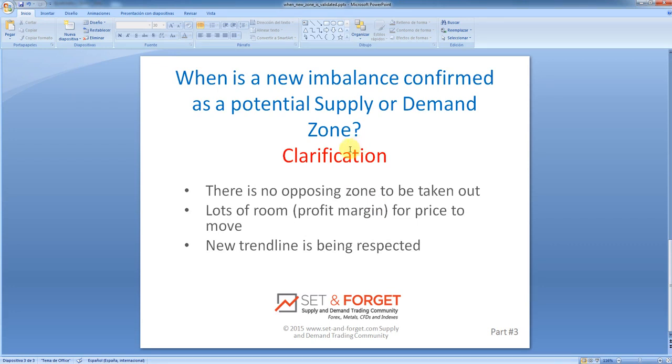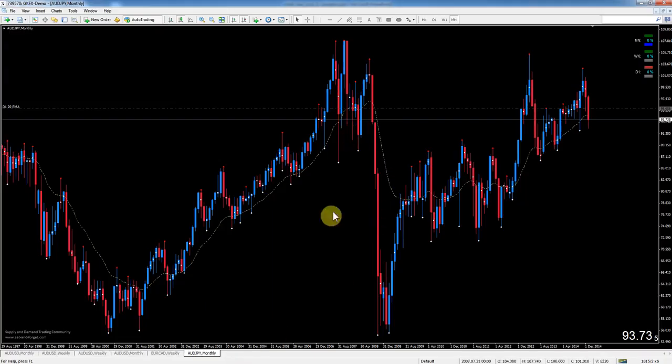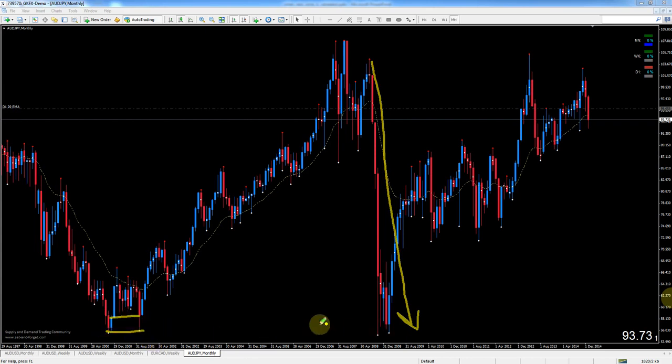So that's very clear. But what about this situation? We've got no opposing zone to be taken out. Let's take a look at the chart. This is the monthly on the Aussie Yen. We've got a strong drop, explosive move down. Okay, it took out this area of demand by a couple of pips. This is supply because we took out these areas over here and even that one.